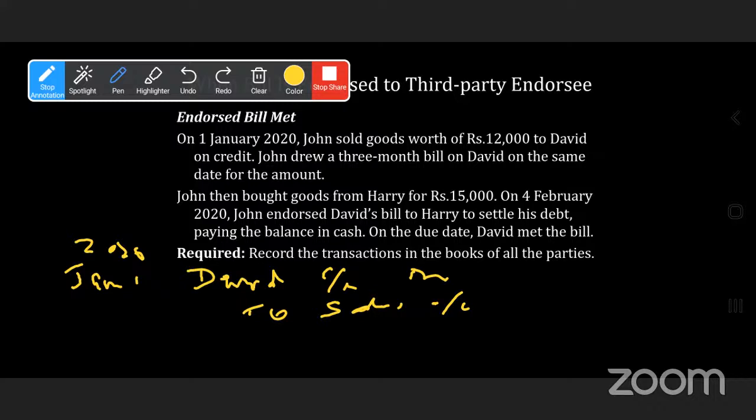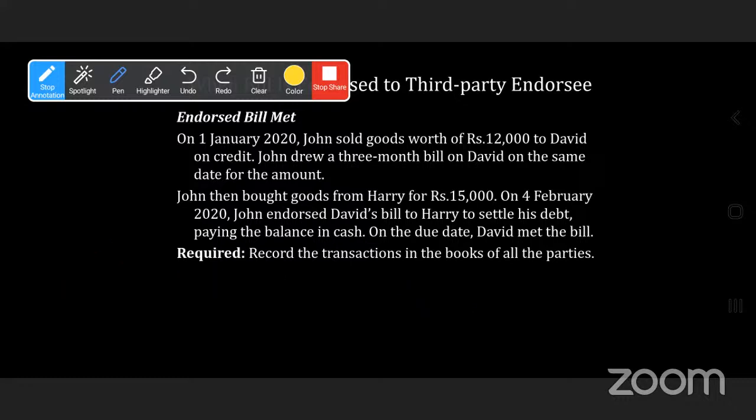Now, John drew a 3-month bill on David on the same date, January 1st itself, for the amount 12,000. So what is the entry you have to make? Bills receivable account debited to David account, being acceptance received for 3 months. Is it okay? Yes, sir.